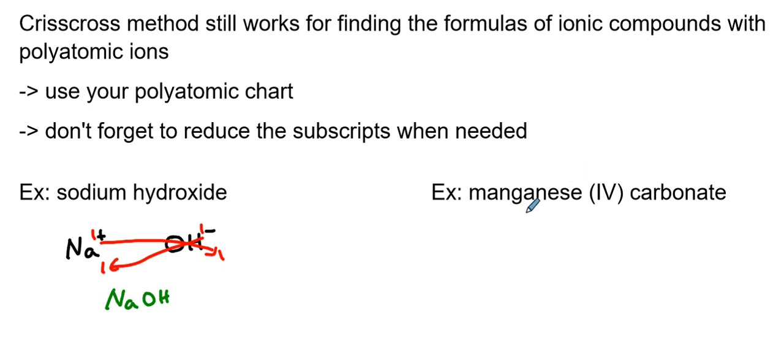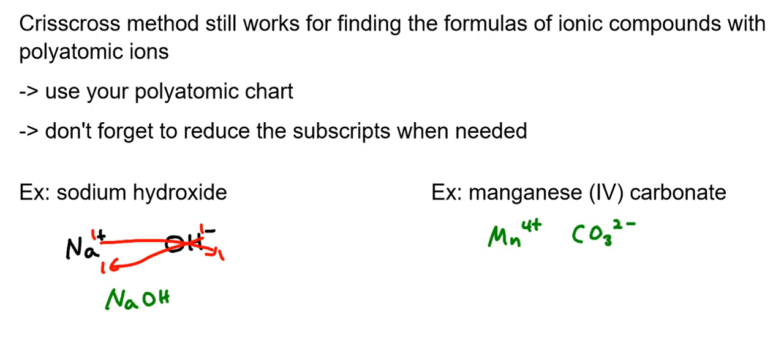Okay, second example here we have manganese 4. Well, that tells me that we have Mn4+, it's a transition metal, and carbonate. And the carbonate I can look up in my chart, it's CO3, 2 negative.